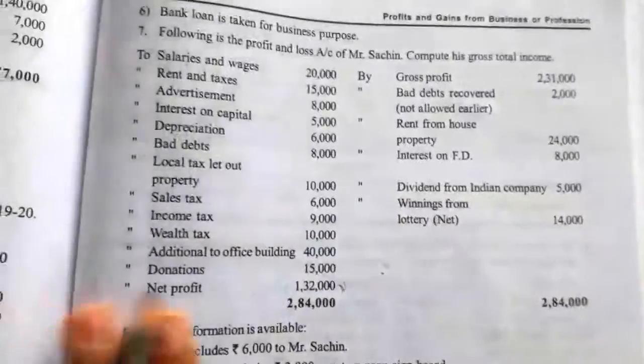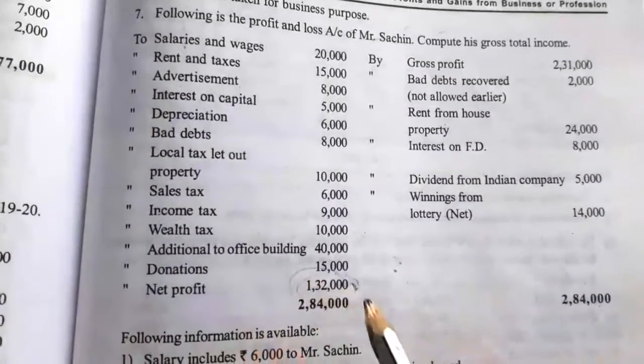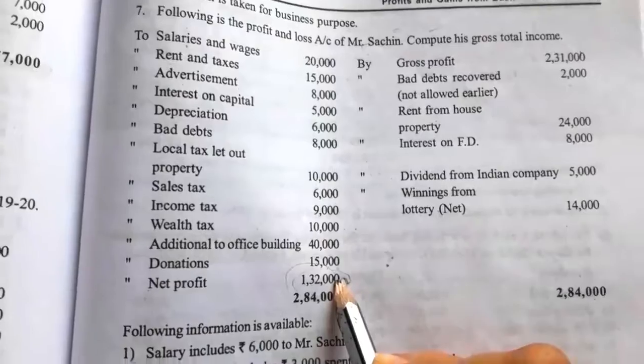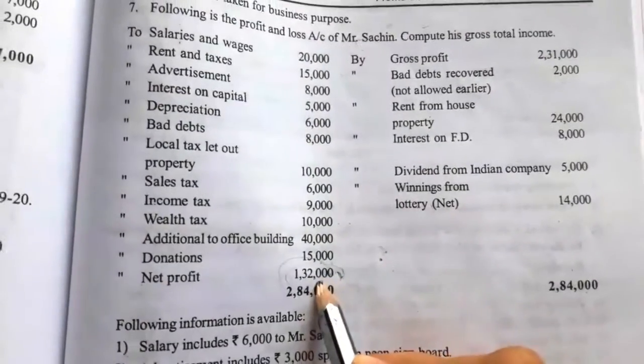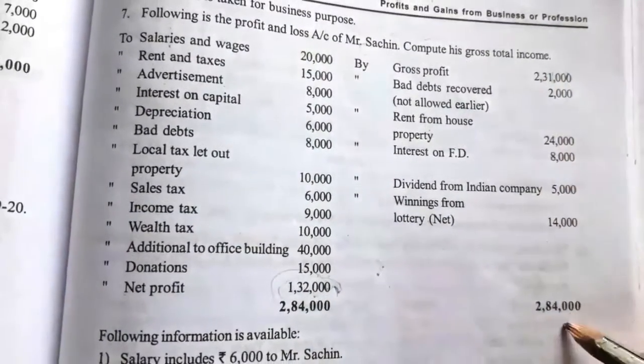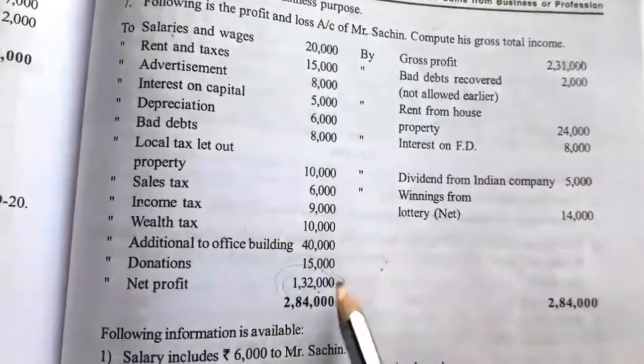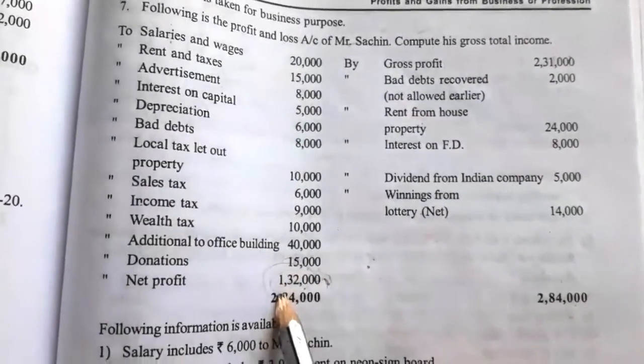So in a particular year, here this net profit has been arrived. How did you get this net profit? Net profit is arrived after adding the credit side items and deducting the debit side items. So net profit has been received.